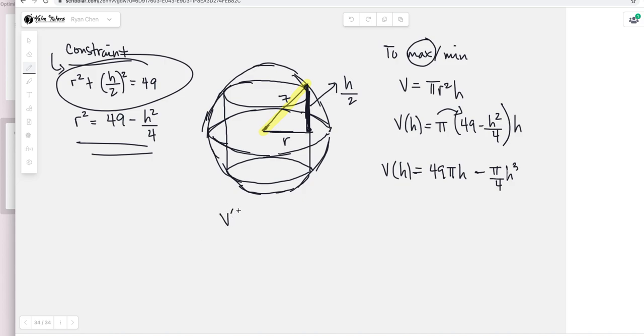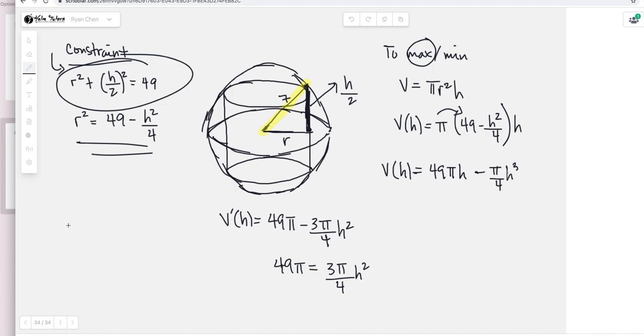So V prime of h is going to equal, well, you talk this time. Go ahead. 49 pi. Yep. Minus pi over 4 times 3h squared. Yeah, 3 pi over 4 h squared. And we set this equal to 0, meaning that 49 pi will have to equal 3 pi over 4 h squared.